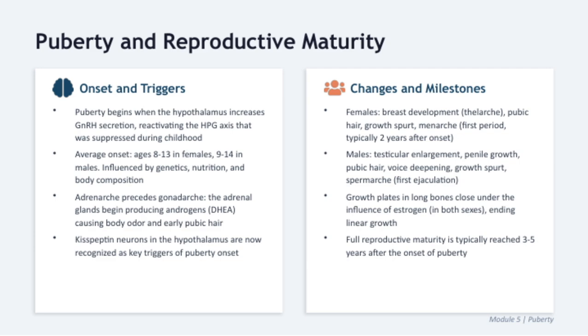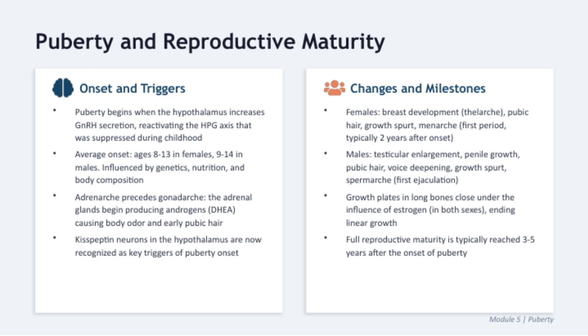A crucial point to remember is that growth plates in the long bones close under the influence of estrogen in both sexes. This process ends linear growth, meaning height increase generally stops once these plates close. Full reproductive maturity is usually reached 3 to 5 years after the onset of puberty.